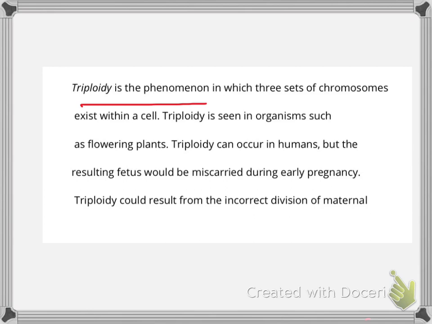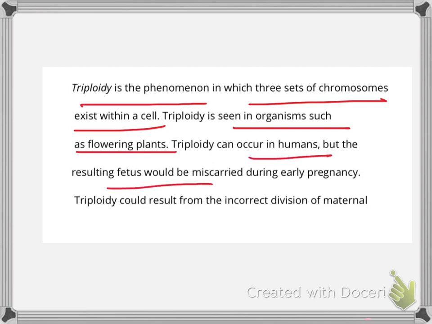Triploidy is the phenomenon in which three sets of chromosomes exist within a cell. Triploidy is seen in organisms such as flowering plants. Triploidy can occur in humans, but the resulting fetus would be miscarried during early pregnancy. Triploidy could result from the incorrect division of maternal chromosomes.